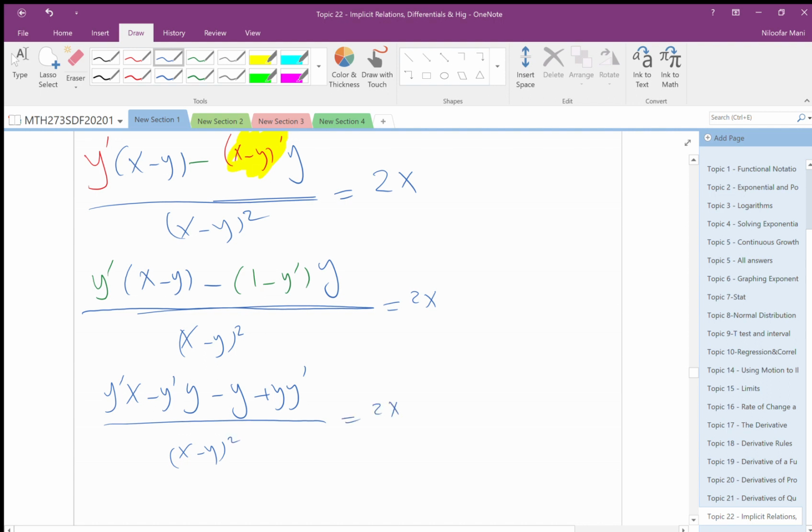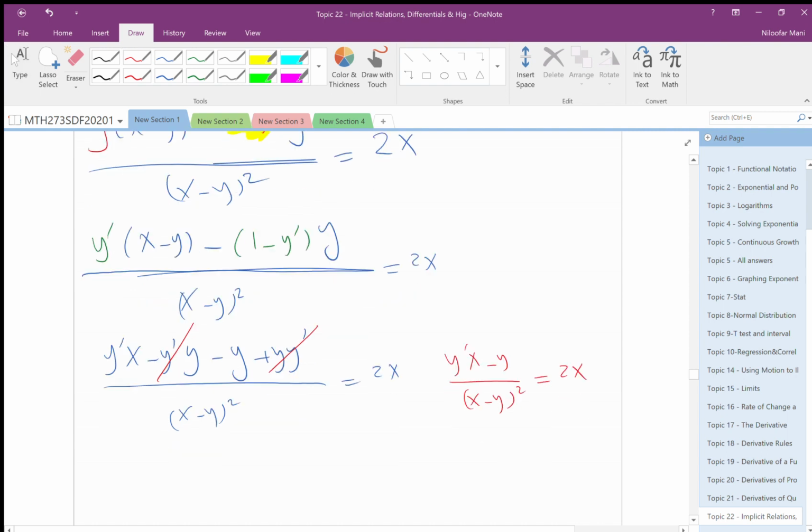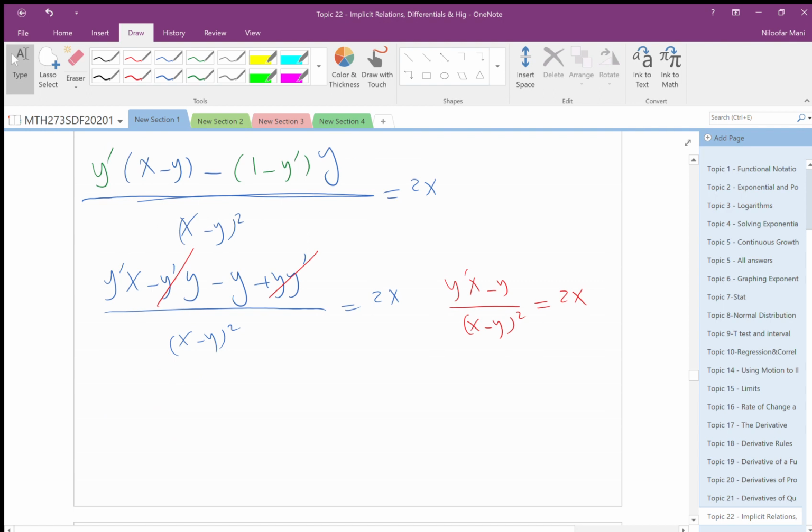Now can I cancel this and that? Yes. Okay, so now I can find y prime. So y prime x minus y over x minus y squared equal to 2x. Okay, now you can do cross multiplication. y prime x minus y equal 2x times x minus y squared. Do I need to expand? No, I don't need.